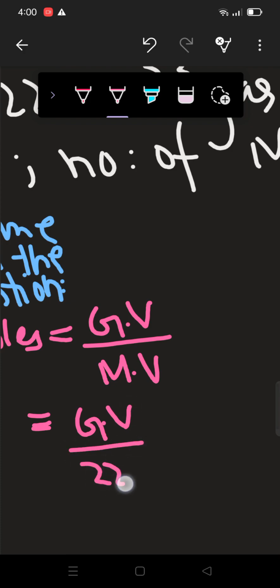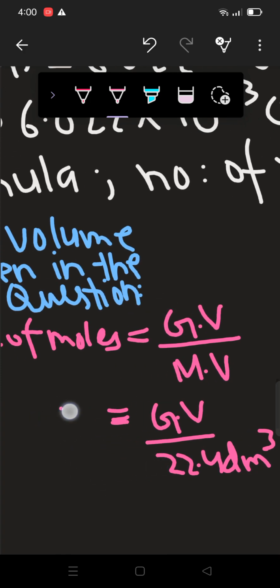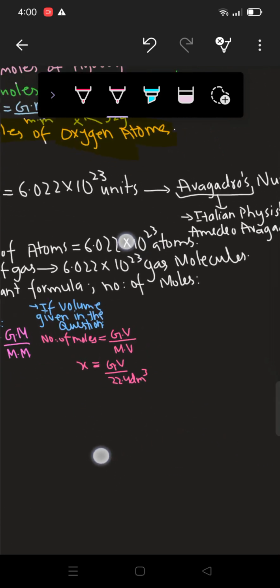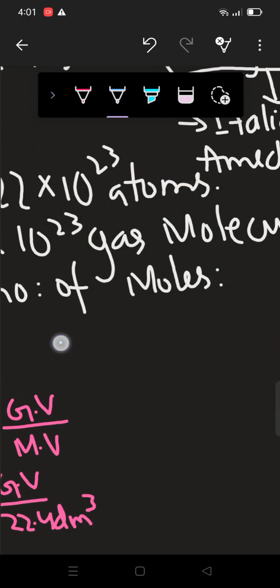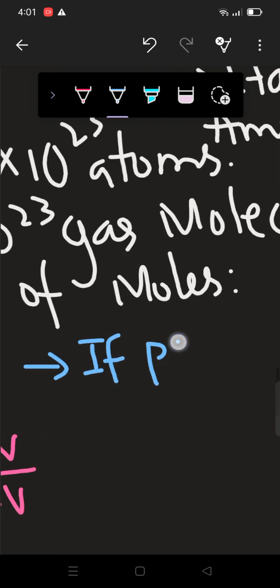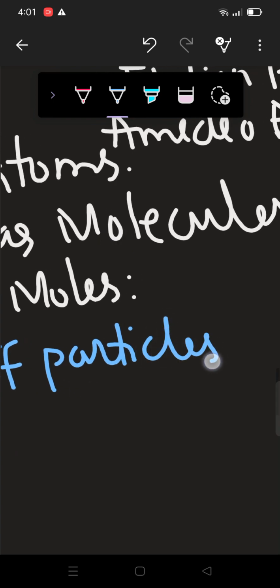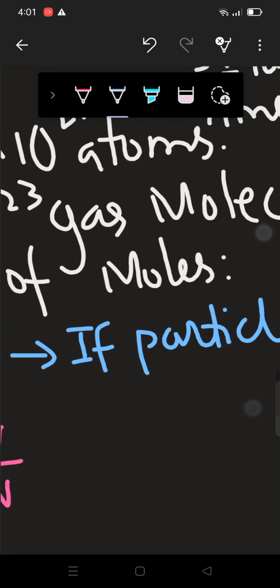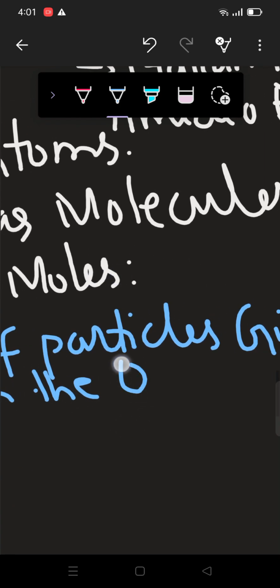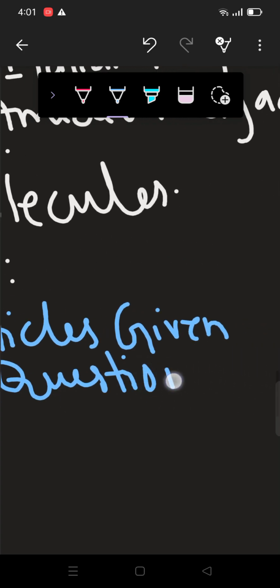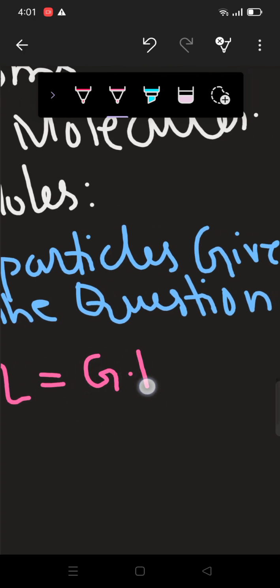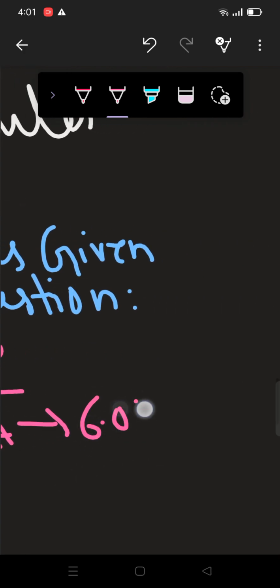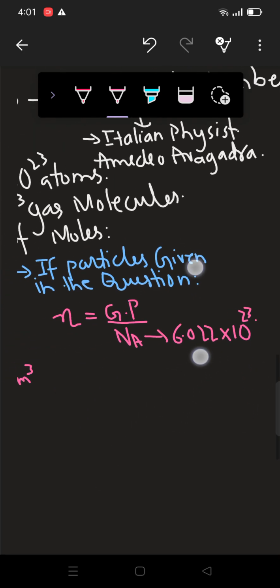So GV upon 22.4 dm cube gives the number of moles, right? So if you have the number of particles given in the question, then what formula will you be using? Let's write that too. If particles are given in the question, then the formula would be number of mole is equal to given particles upon Avogadro's number Na, and of course that is equal to 6.022 into 10 to the power 23 particles, right?